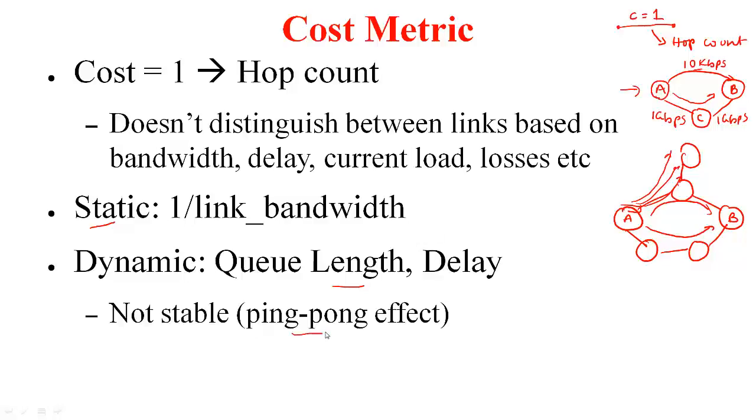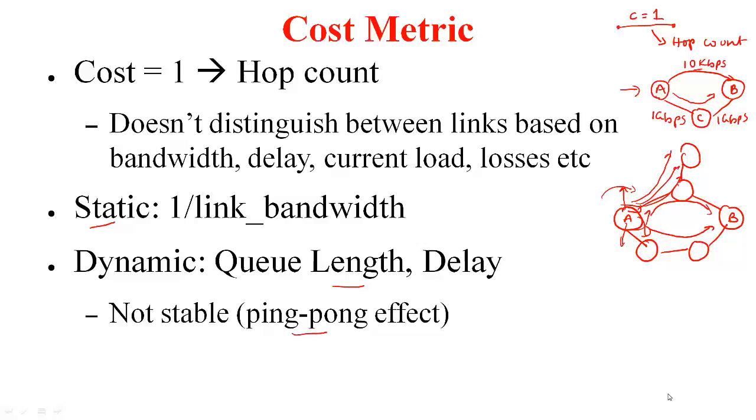Why is this happening? For example, if you are dealing with queue length information, when the queue builds up, the traffic will now get directed to other paths. Now this queue has become small and thereby the cost is again going to drop. When the cost drops, the other traffic again starts coming to use this link. So this is the ping pong effect. This does not lead to stability in the network. Many dynamic metrics suffer from this ping pong effect, leading to a lot of churn in the network.